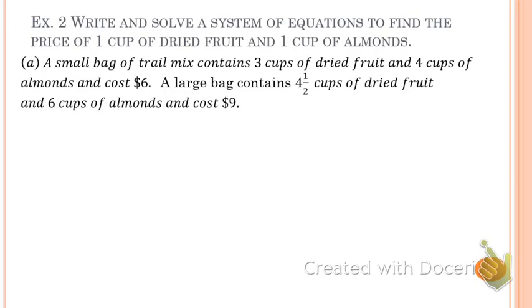It says a small bag of trail mix contains 3 cups of dried fruit and 4 cups of almonds, and it costs $6. So the bag itself costs $6. A large bag contains 4.5 cups of dried fruit and 6 cups of almonds, and that bag costs $9. Now look back at what you're trying to find. You're trying to find the price of 1 cup of dried fruit.